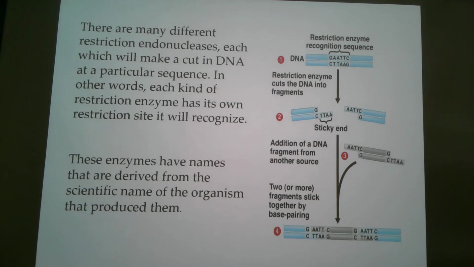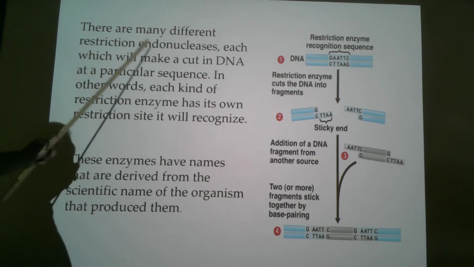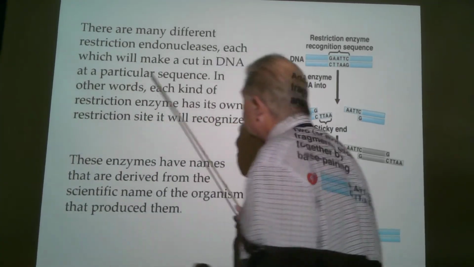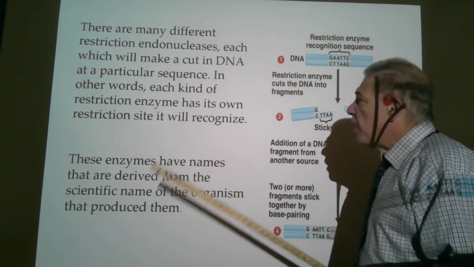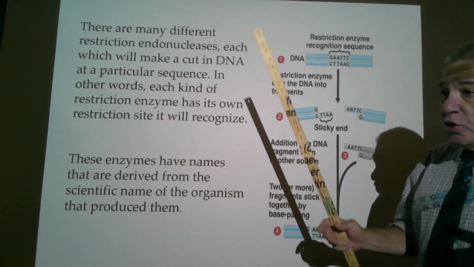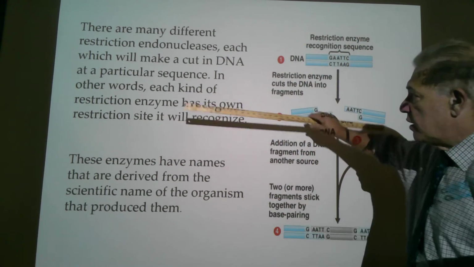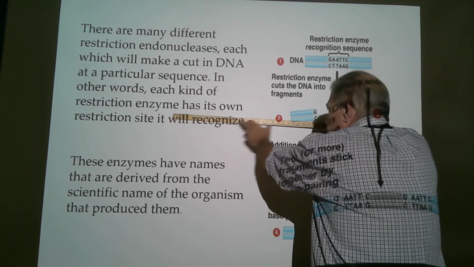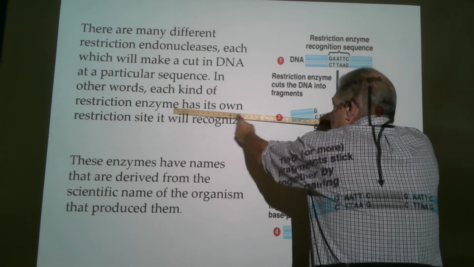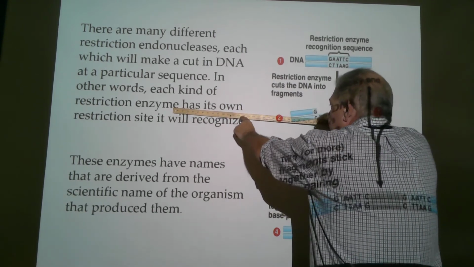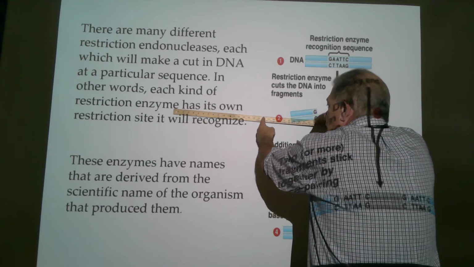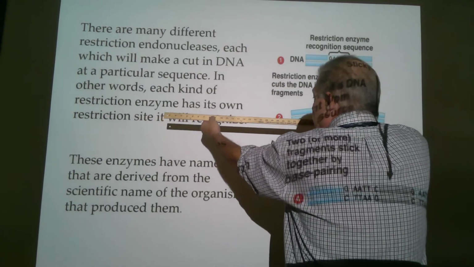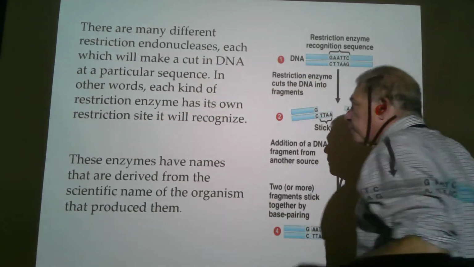All right. So there are many different restriction endonucleases or restriction enzymes. Each will make a cut at a particular sequence. In other words, each restriction enzyme has its own restriction site. So when you find a piece of DNA you want to cut, let's say this yardstick is a piece of DNA, and it has a gene in it, and you want to cut the gene out. The gene is between here and here. You want to make sure that the sequence that's inside the gene is not where you're going to cut. You want to cut outside of the gene, all right? So you'll have your sticky ends on both ends of that gene so you can put them into another genome.